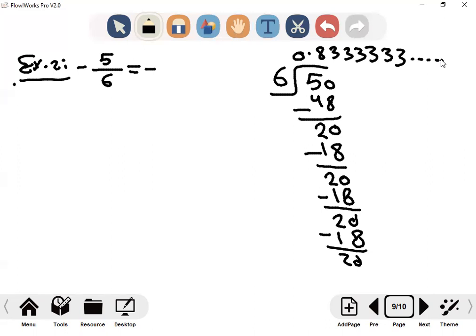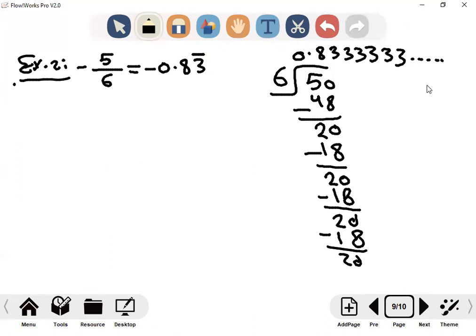Now how can we express it as the answer? We put negative 0.83 with a line over the 3. Why? Because the 3 is the only repeating one. The 8 is not repeating. It appears only once here, right? Do you understand this one?